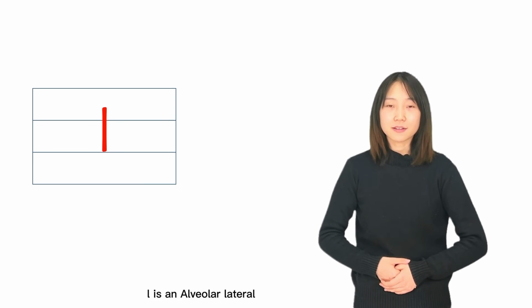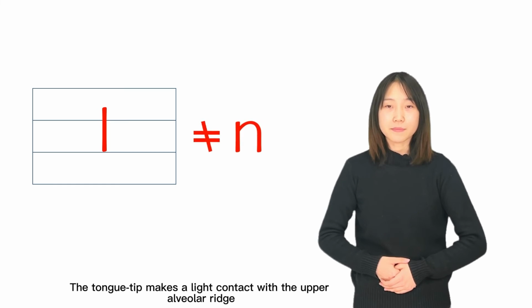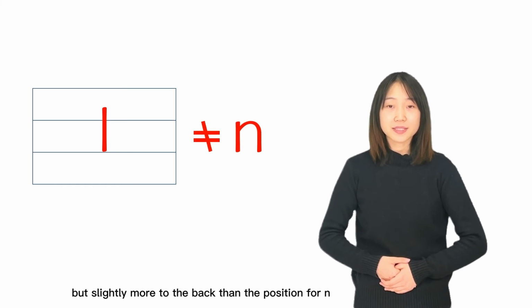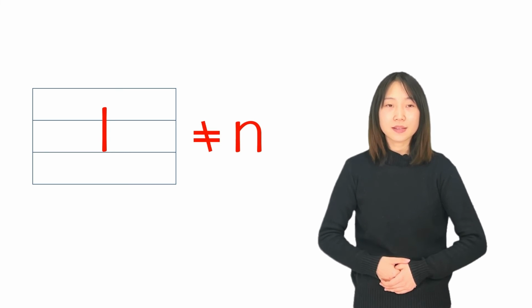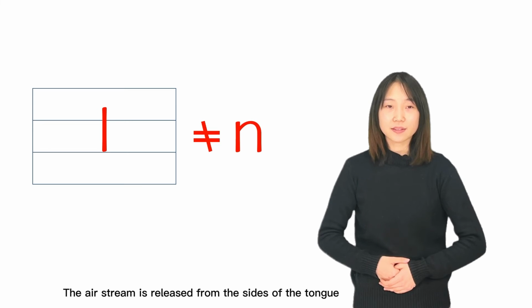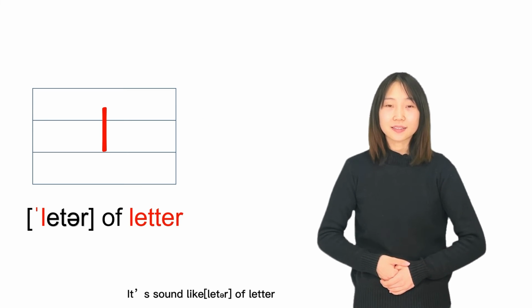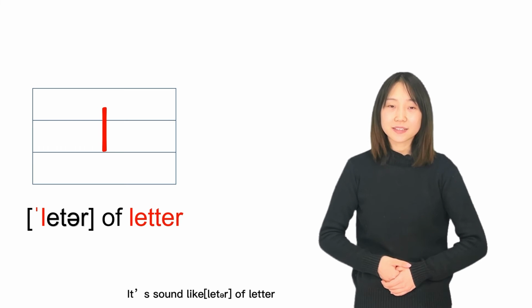Le is an alveolar lateral. The tongue tip makes a light contact with the upper alveolar ridge, but slightly more to the back than the position for ne. The air stream is released from the side of the tongue. It sounds like L of letter.